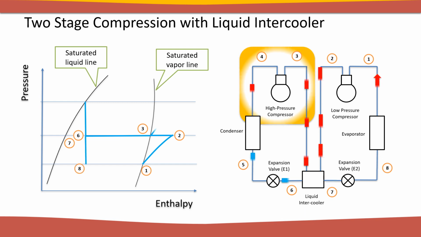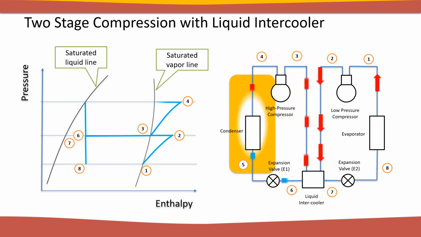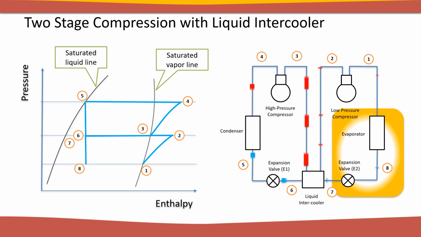The cooled refrigerant undergoes a second isentropic compression in the high-pressure compressor, reaching point 4. Condensation occurs from point 4 to point 5, with the condenser exit assumed to be in a saturated liquid state. The refrigerant exits the second expansion process and flows through the evaporator from point 8 to point 1.